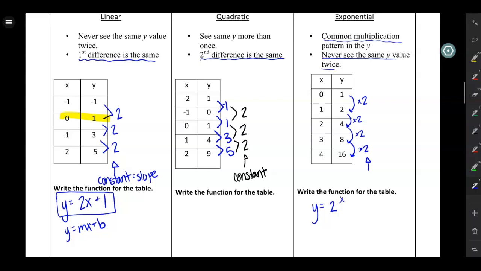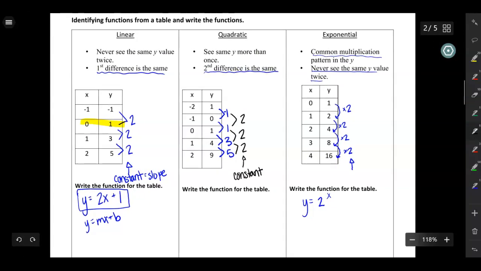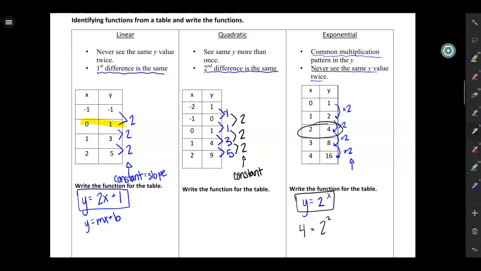Now what I need to figure out is, am I adding anything on at the end here, or subtracting anything from the x or from the whole equation? I'm going to show you one way to check that. I can choose any of my y and x combinations. Like if I look at 2, 4, if I plug in 2 for x, I should get a 4 out. And that's true, 2 squared is equal to 4, which means I don't have to change anything else about this equation. So y equals 2 to the x is the equation that matches this table.